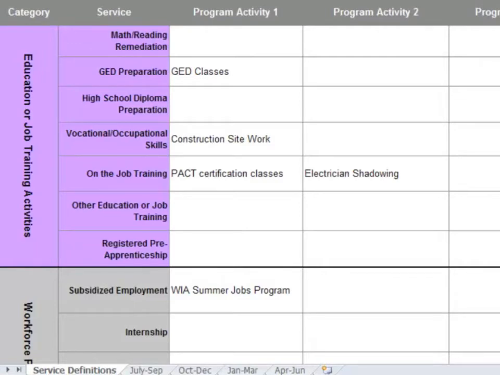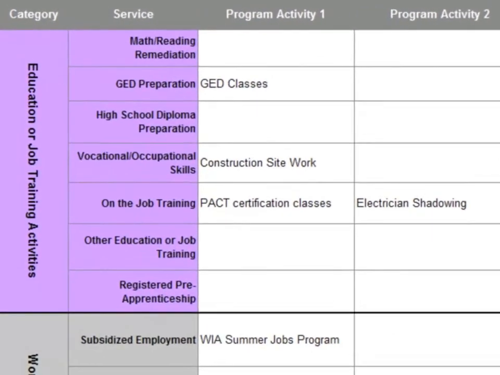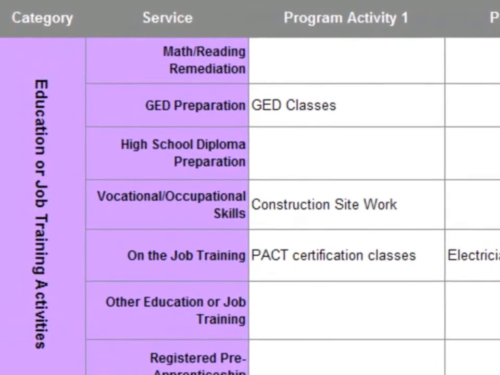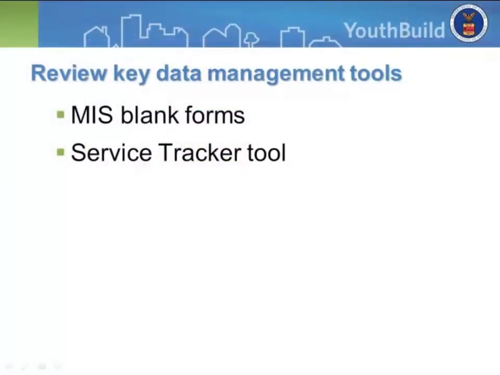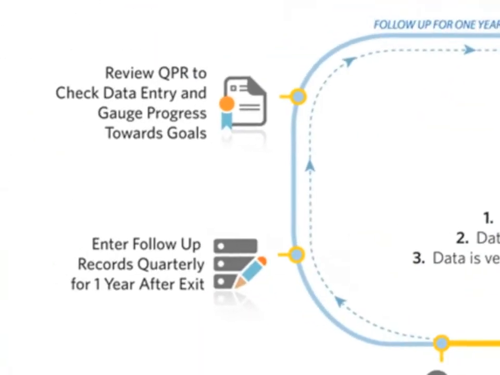Now let's take a look at the Service Tracker. The Service Tracker tool helps programs map their program activities to the service categories that are listed in the MIS. For programs that have multiple staff members collecting or entering program services, this tool is a must. Both of these tools will help your program staff streamline their collection and entry practices. Now let's take a look at the follow-up period.